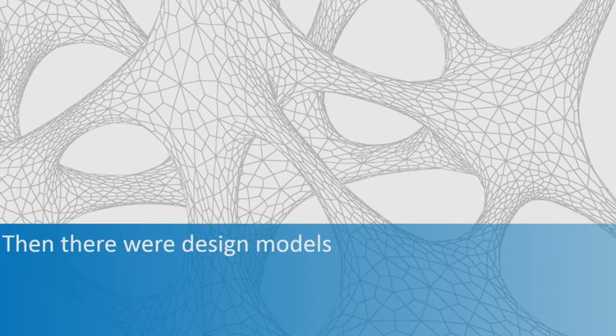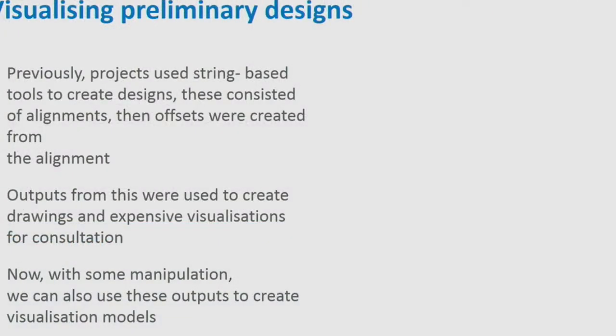And this is where traditionally we would have just had design models. So they would have been made using string-based tools. So you'd have had an alignment, you'd do offsets with crossfalls, transitions, super elevation, anything you need for the highways alignments. And then from this we would have outputs, which we would create drawings, and then the 3D outputs would be used to create expensive visualizations for the consultations and for the plans using 3ds Max.